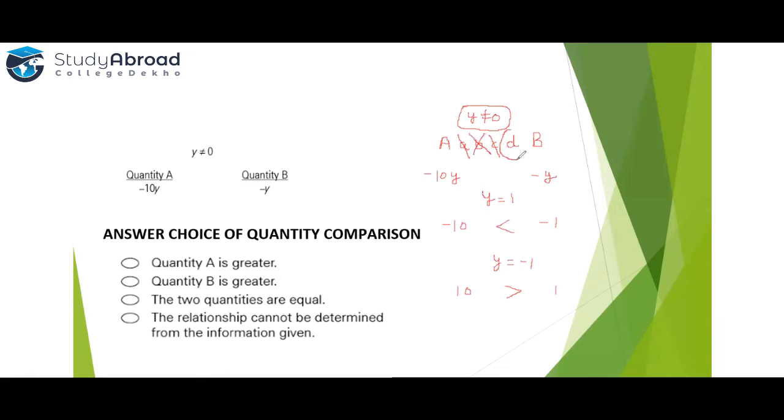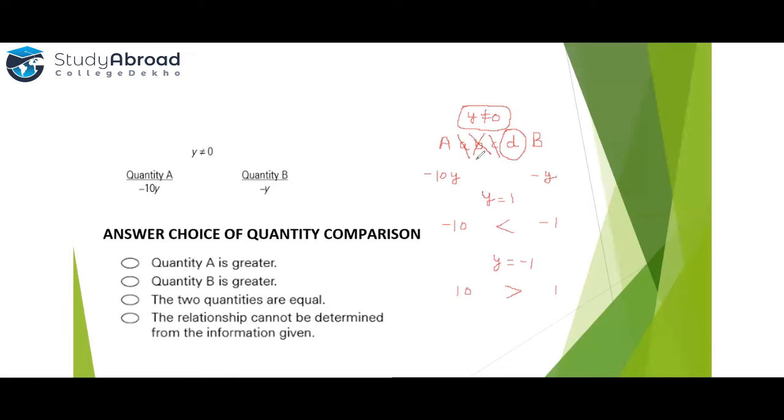Which option will be correct? Answer choice D. There is no specified relation between the given quantities. When I substituted y equals 1, I got quantity B greater, and when I substituted y equals minus 1, quantity A was greater. So I'm not getting a specified relation between the two quantities. My answer will be D: the relationship cannot be determined from the information given.